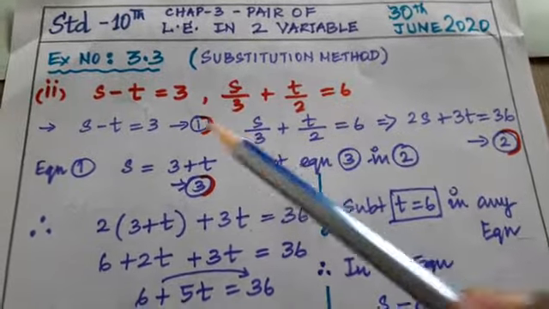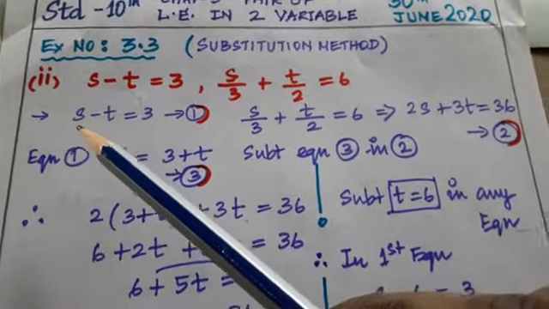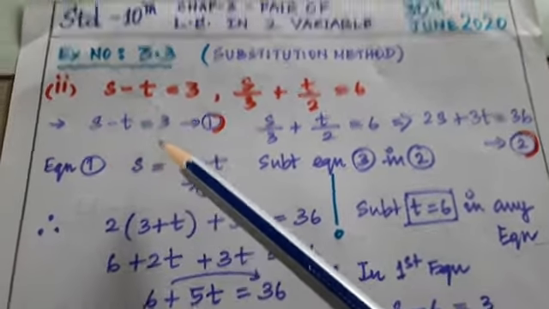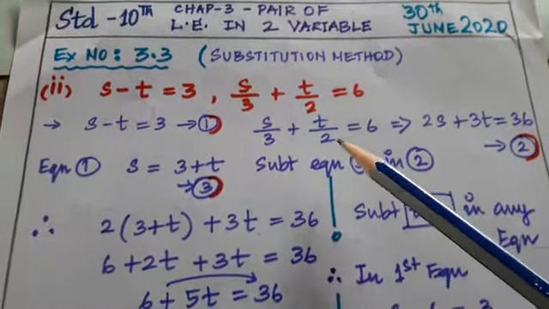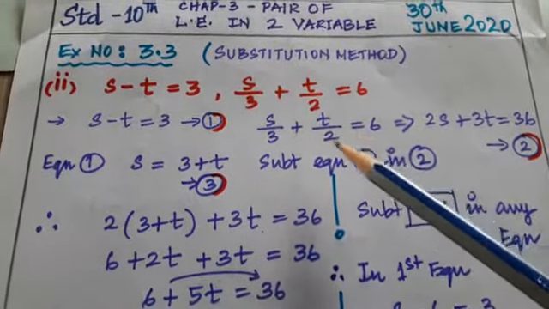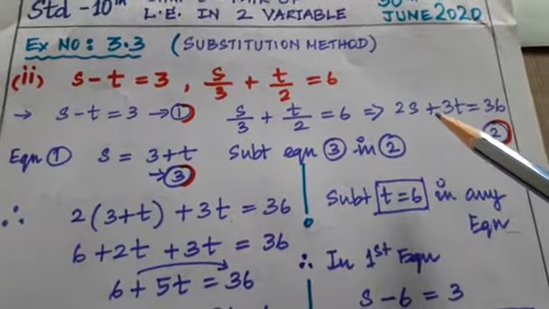One is in equation form, another one is in a different form. So, first you arrange the equation in a proper form. First one is okay: s minus t equal to 3. The second one you see, s upon 3 plus t upon 2 equal to 6. Convert into equation form.